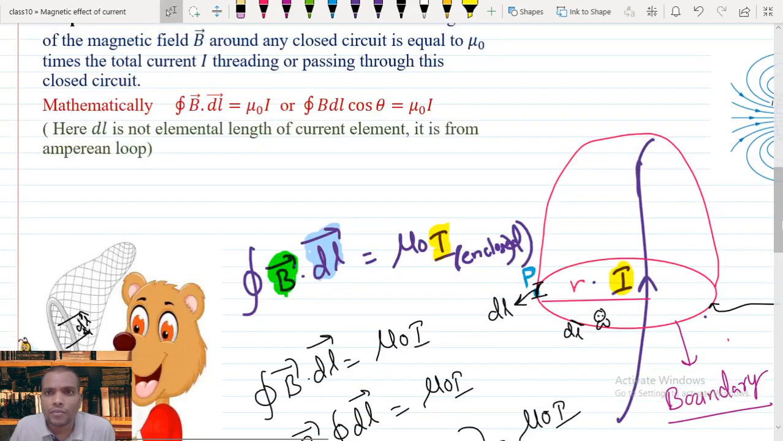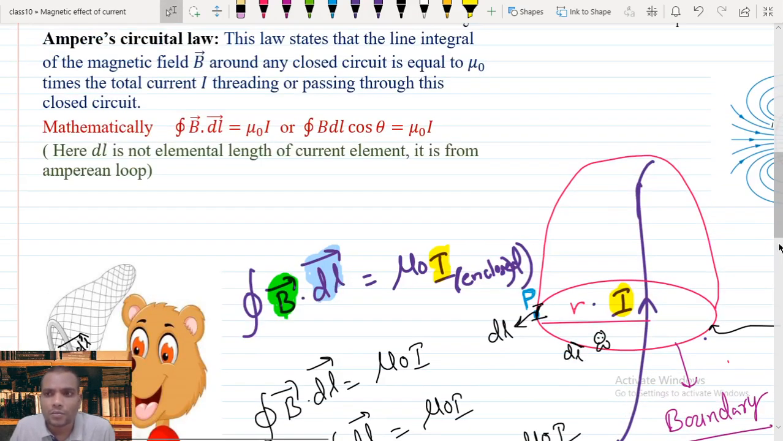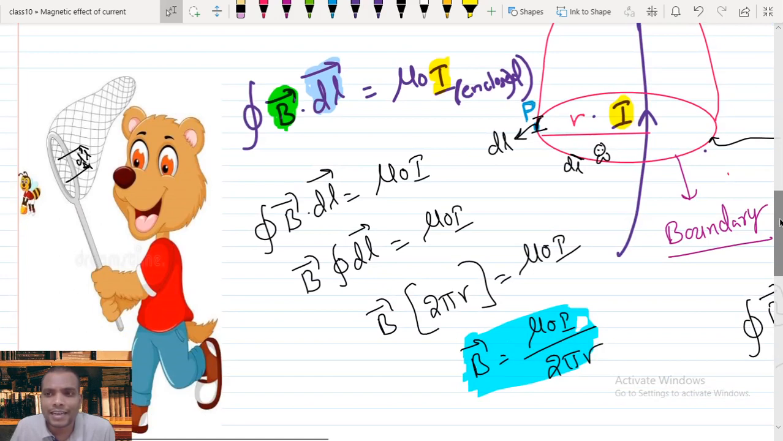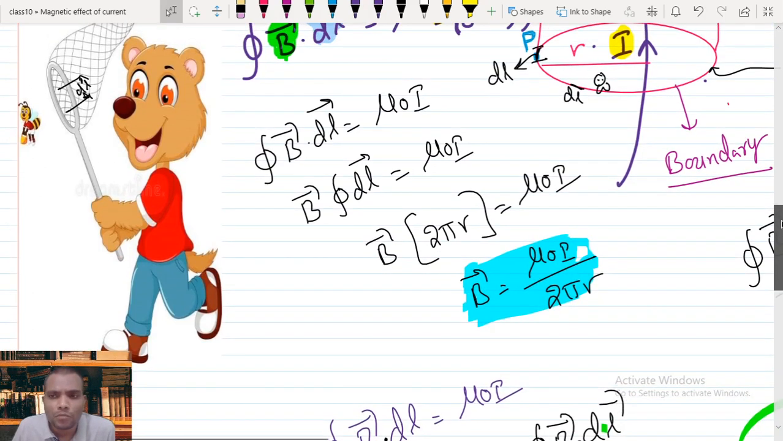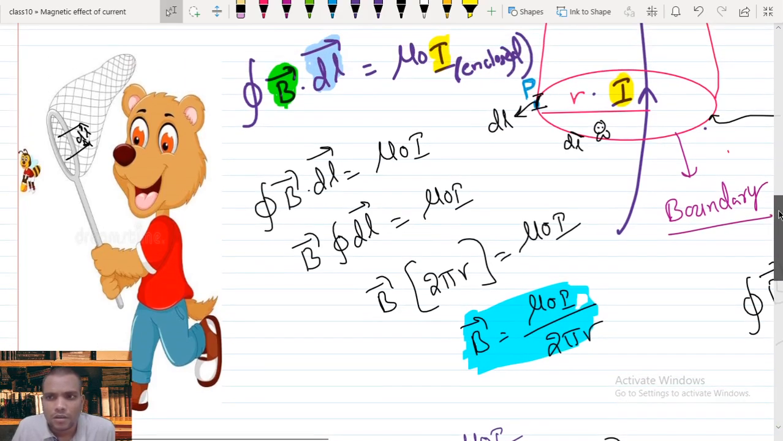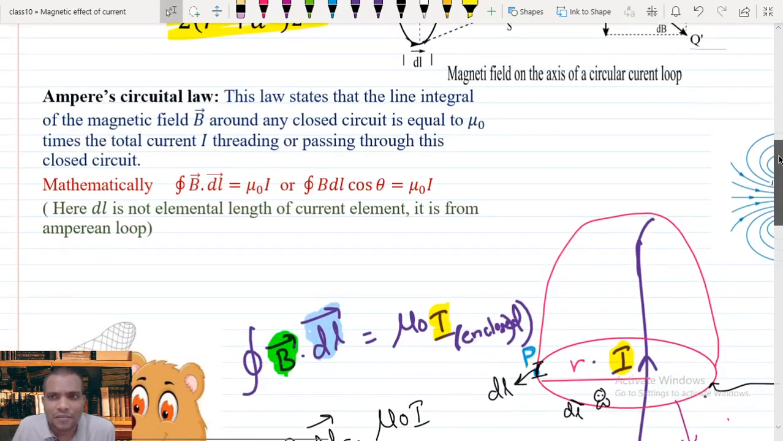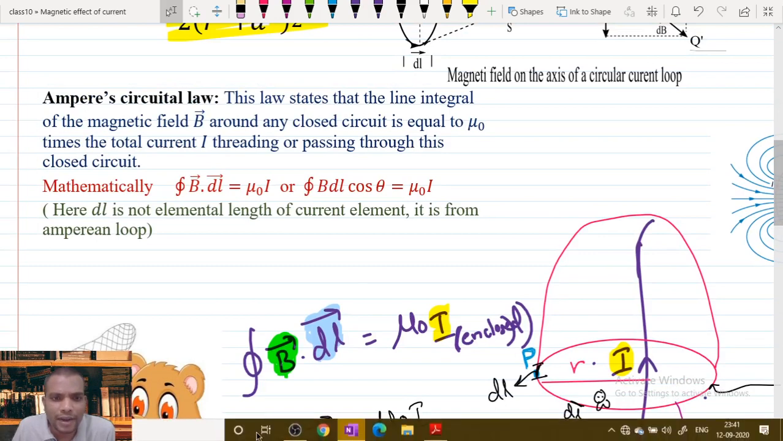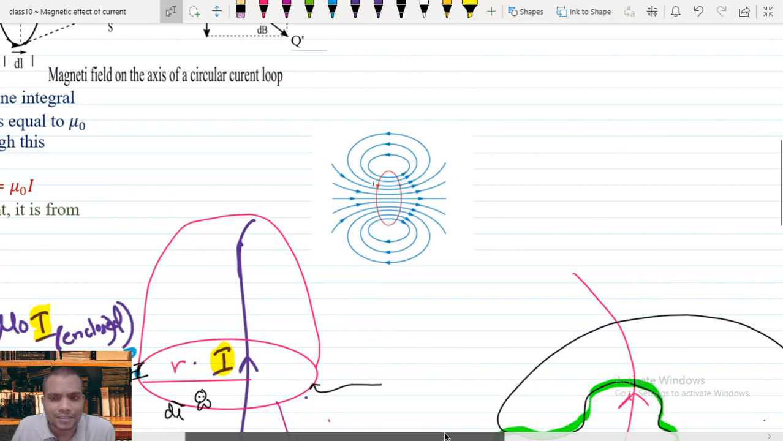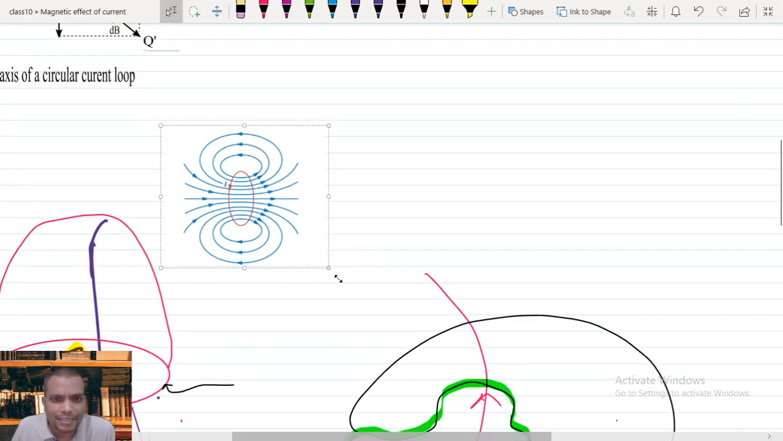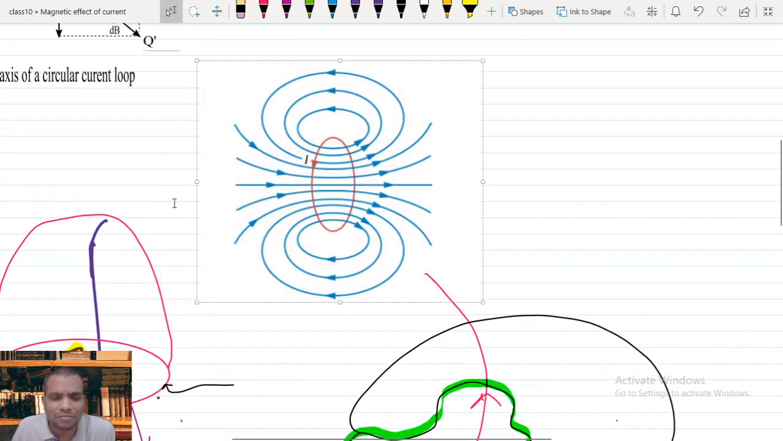So the proof of Ampere's law is proved for this current carrying conductor. If you do the same by using Biot-Savart's law, we can end up with the same result. So Ampere's law is very helpful and handy to find out the magnitude of the magnetic field. Coming to the direction, to find out the direction, we were using the same right hand thumb rule.